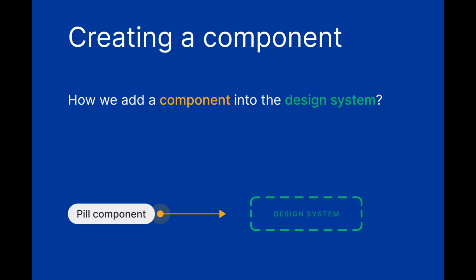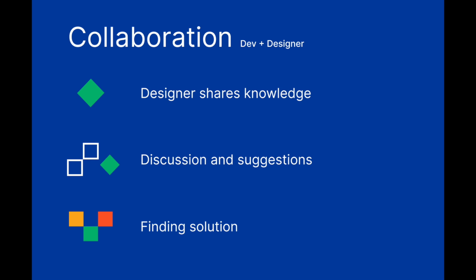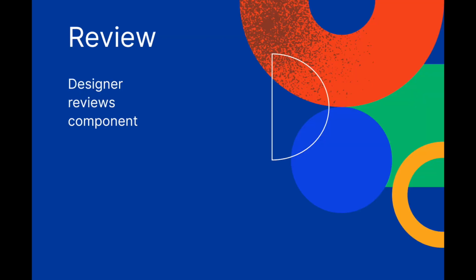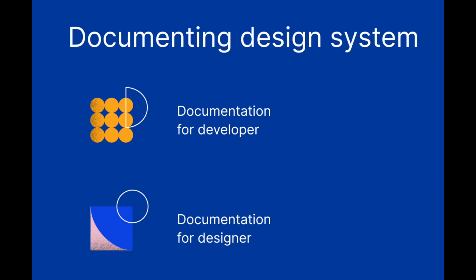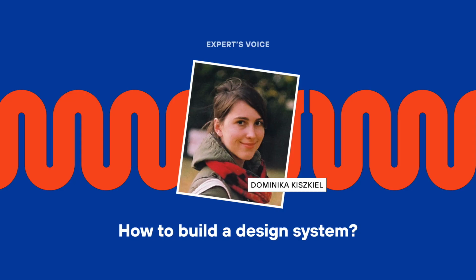Then we have a discussion with the developer, and together we find the best solution on how to implement these components into the system. When the component is developed, we test it, review it, and make some revisions if there is a need for it. Then it is time to document it. Design system rules, foundations, patterns, and of course components should be thoroughly documented. When all of these steps are done, then we can say that we have finished creating a design system.